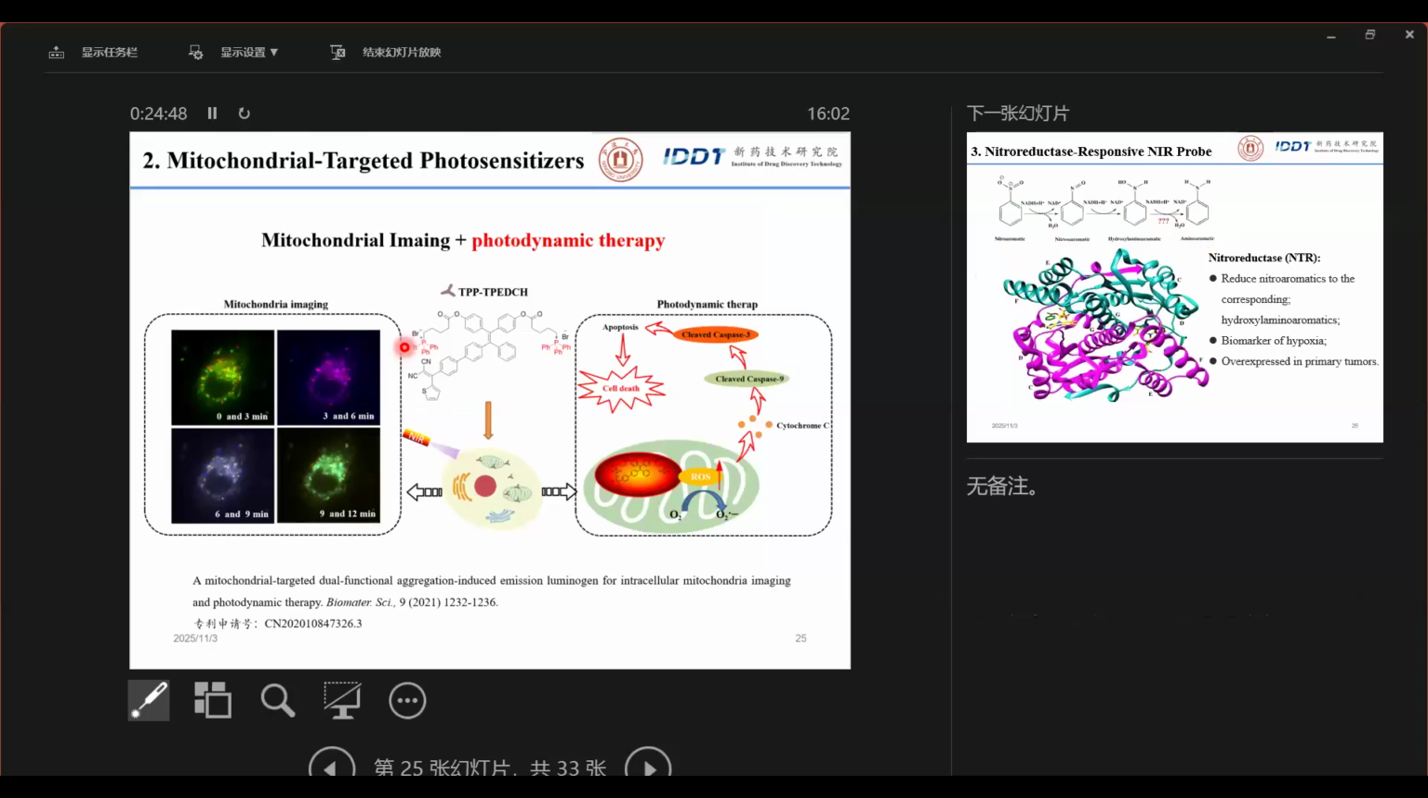So we use a similar strategy. We use this kind of probe to add a mito-targeting group. That's called the phosphorus group, this part here, PPh3, as this kind of targeting unit. We also involve photodynamic therapy in this part. It produces ROS. It can convert oxygen to highly active oxygen species, a kind of radical oxygen.